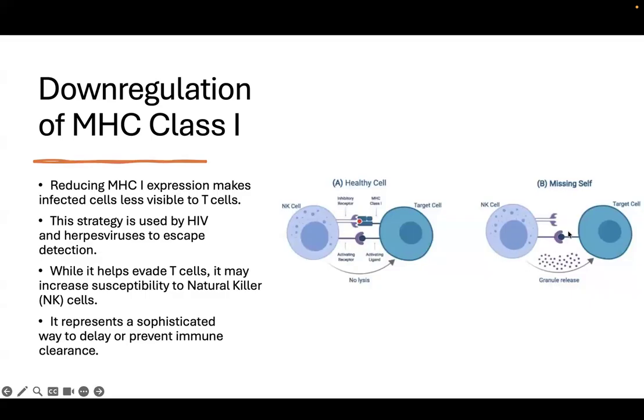So the virus might be doing a good thing for itself by snatching the MHC1, but it can also be doing damage because now you're activating your NK cells to come in and kill. So NK cells have a huge importance in killing viruses.